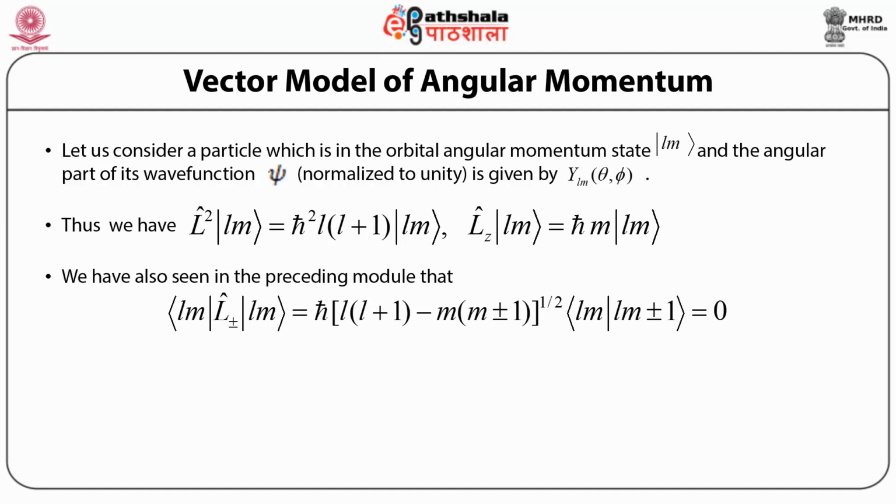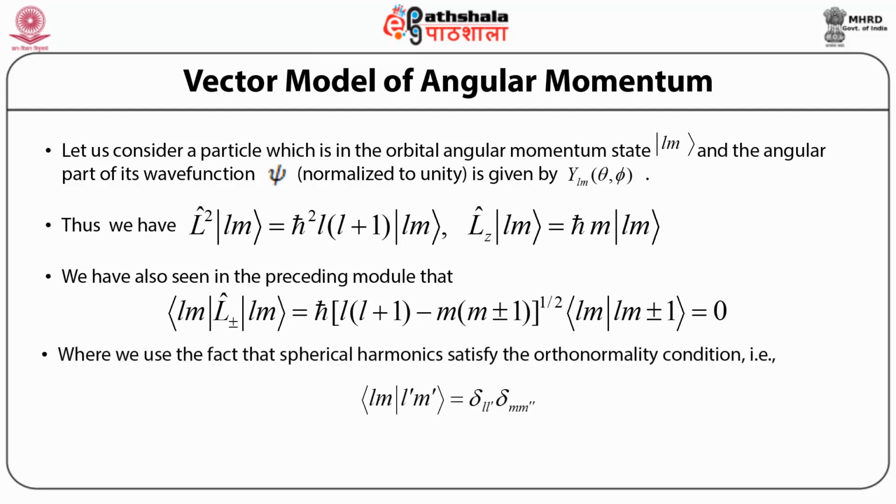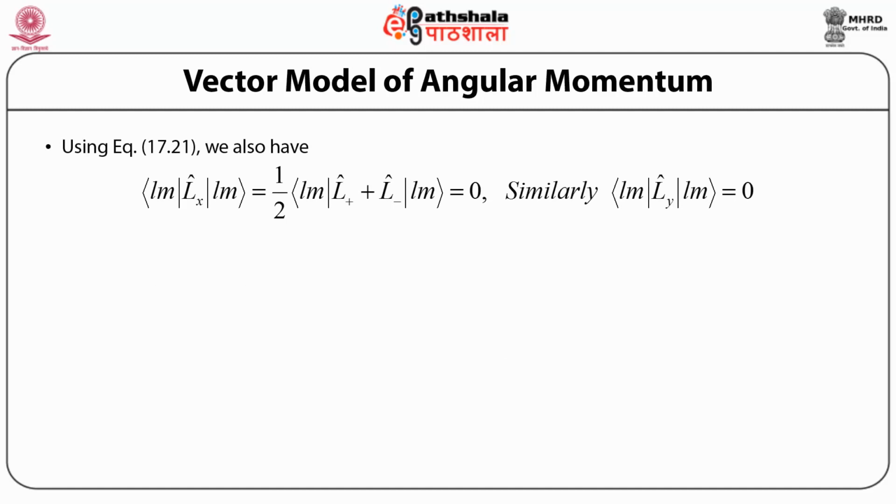This is equal to 0, where we use the fact that spherical harmonics satisfy the orthonormality condition. That is, the inner product of lm with l'm' is equal to δ_ll' δ_mm'. Using equation 21, we also have the scalar product of lm with operator Lx ket lm equal to 1/2 the inner product of lm with operator L+ plus operator L− on ket lm. This is equal to 0.